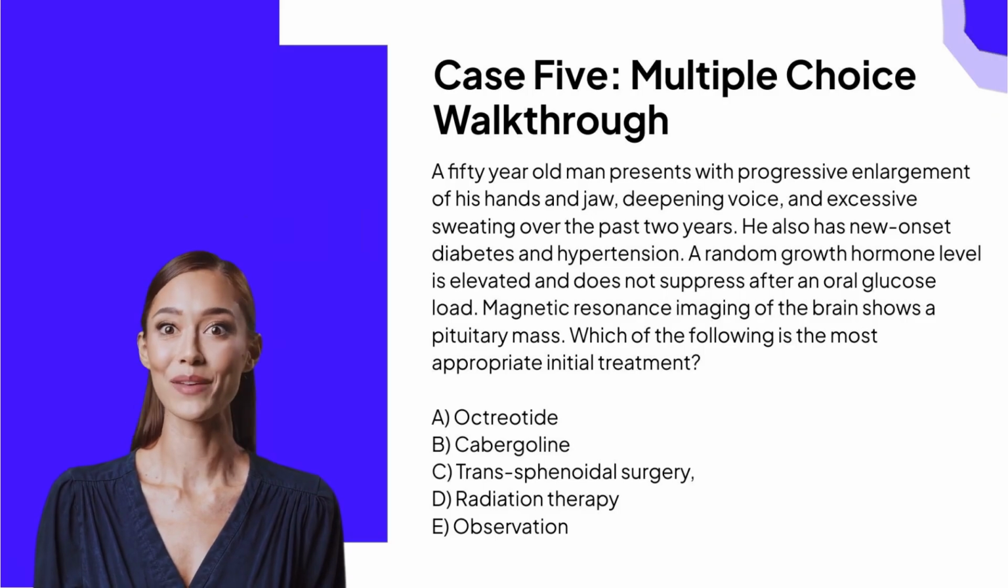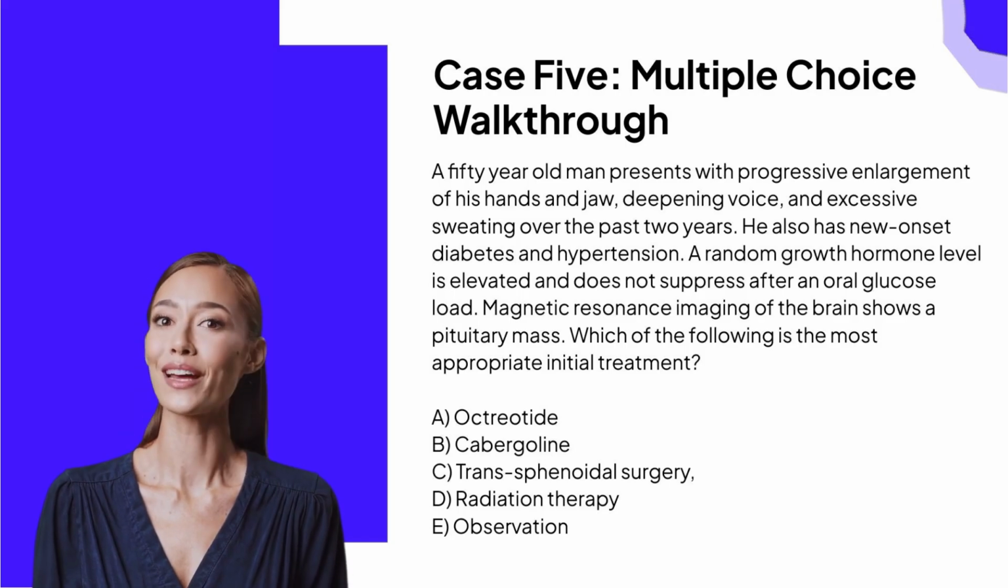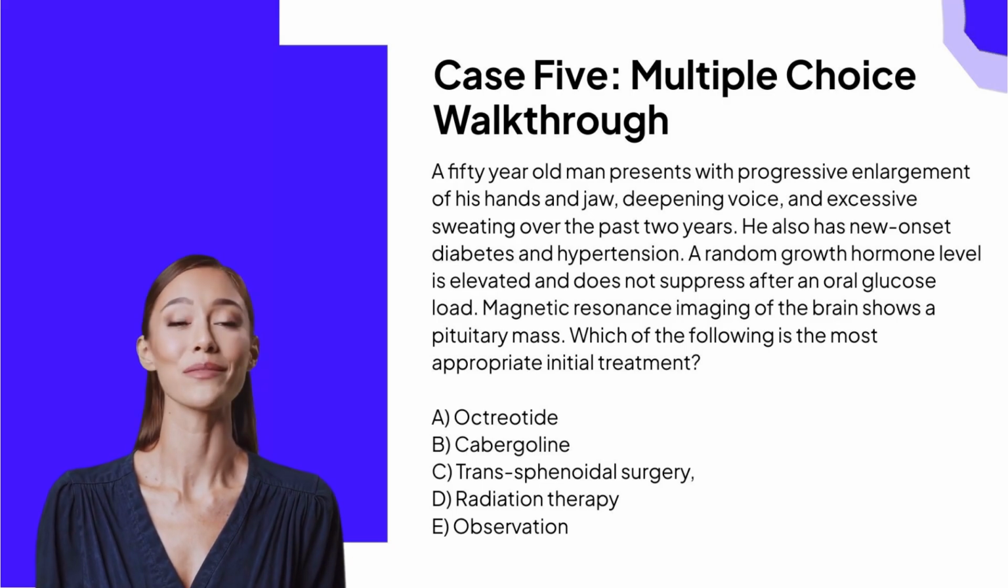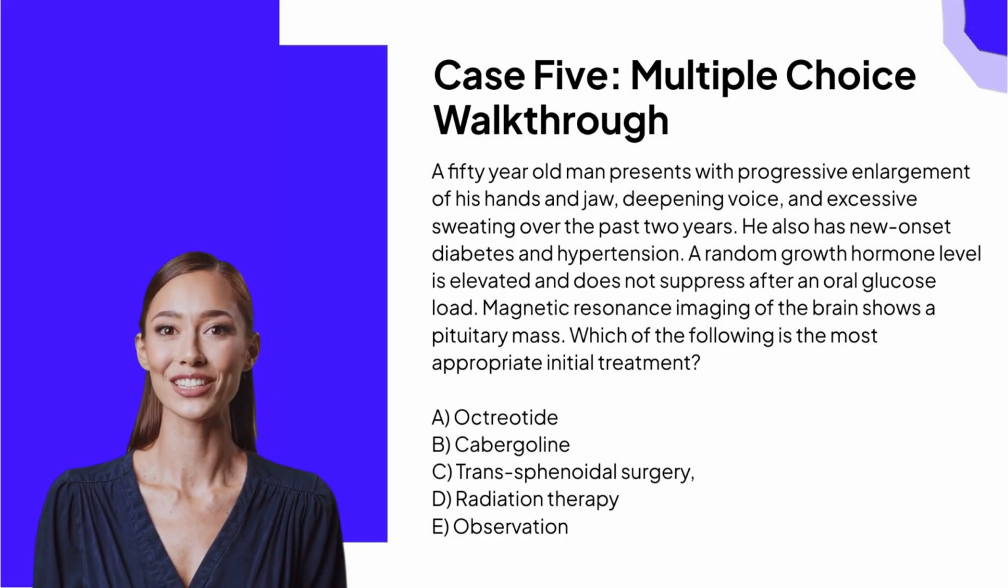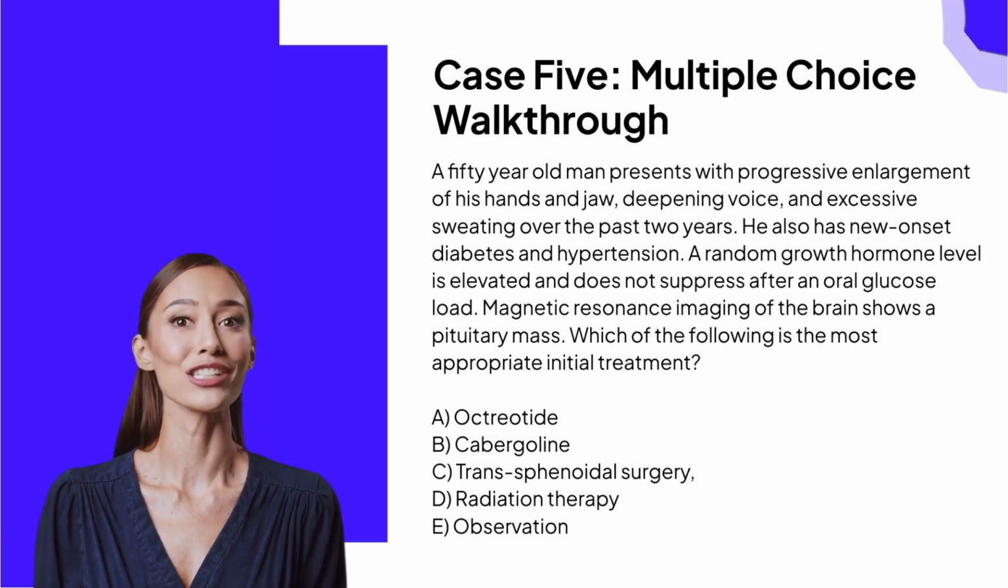A 50-year-old man presents with progressive enlargement of his hands and jaw, a deepening voice, and excessive sweating over 2 years. He also has new-onset diabetes and hypertension. His growth hormone level is elevated and does not suppress after an oral glucose load, and brain imaging shows a pituitary mass. Read through the answer choices carefully. This is a growth hormone secreting pituitary adenoma causing acromegaly. Let us go through each answer choice on the next slide to understand why each one is right or wrong.